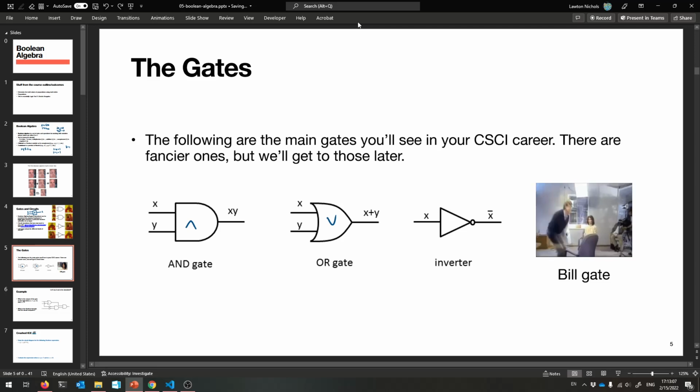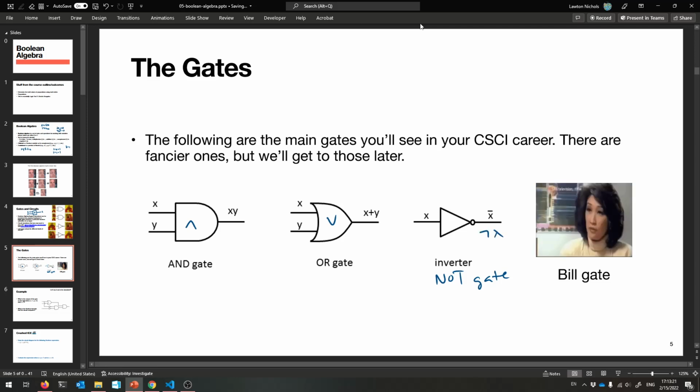Okay? And then finally we have an inverter. Sometimes I call this a NOT gate as well. Also correct to call it that. And it only takes one input, right? Because it only has one thing to negate. It outputs the negation of x, or x complement if you're using Boolean algebra.